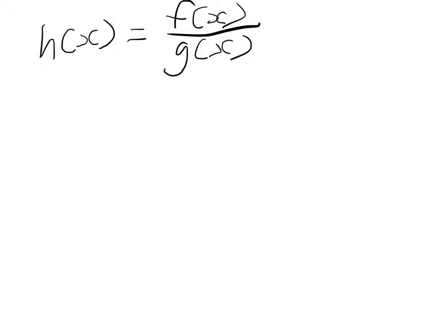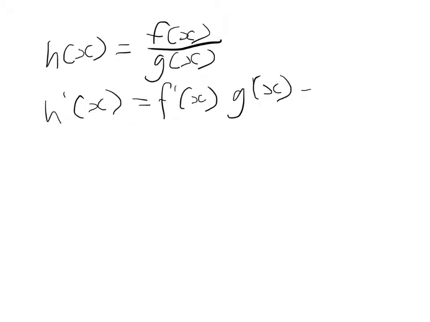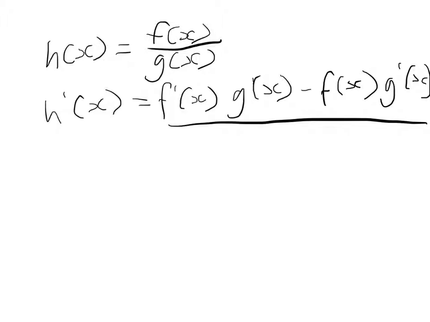The quotient rule comes out like this. h dash of x equals, now it starts off looking quite similar to the product rule, f dash of x times g of x, minus f of x times g dash of x, all divided by, and here's where it gets a little bit different, g of x squared.